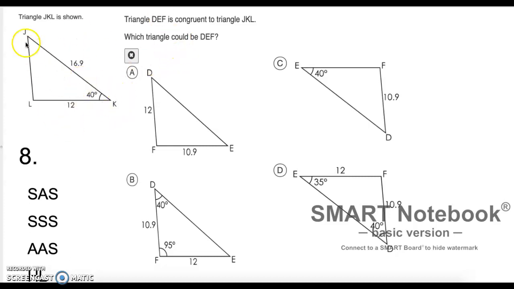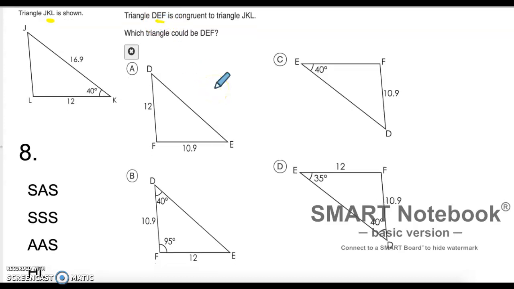So if we look at our figure here, JKL, we know it's congruent to DEF. So angle K is 40 degrees. Angle K is the middle letter in our naming convention of JKL. So we know that if angle K is 40 degrees, angle E also has to be 40 degrees, because when you're naming congruent triangles, the order of the letters matters. So if K is 40 degrees, its corresponding angle, which would be angle E, also has to be 40 degrees.